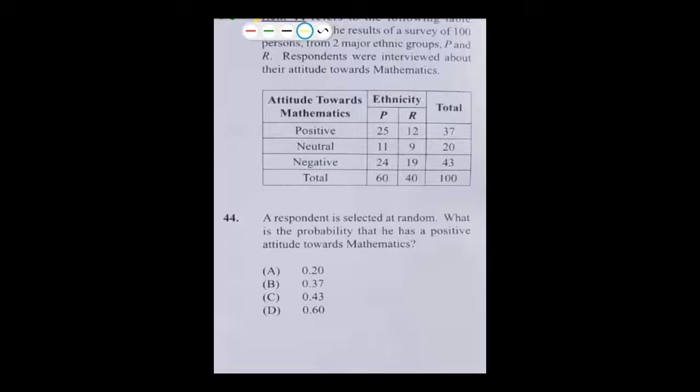So the first thing we need to do is see the total number of students that have a positive attitude towards mathematics. And then we're going to divide that over the total amount of students, which is 100. So it's 37 students having a positive attitude divided by 100. Simplifying that, we'll have 0.37, which gives our answer as B.